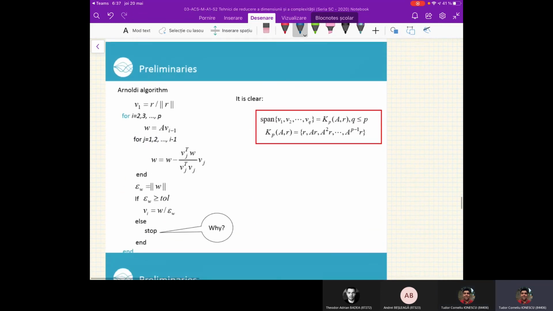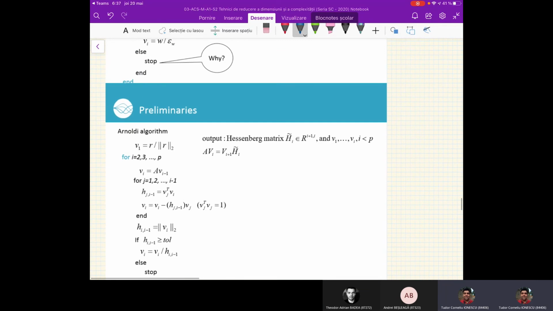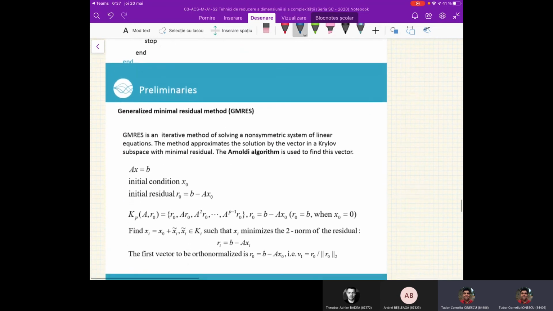And here you can see, just like I showed you in the book of Antoulas, the Arnoldi and the Lanczos procedure. Note that here you have the span of V1, V2, up to Vq, which is the span of the columns of the controllability matrix in p steps. What's the output of this? The output is a Hessenberg matrix Hi for each space Vi.